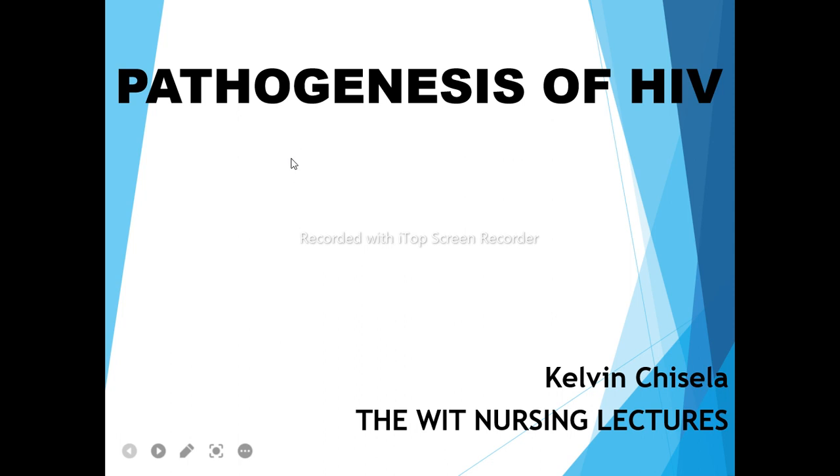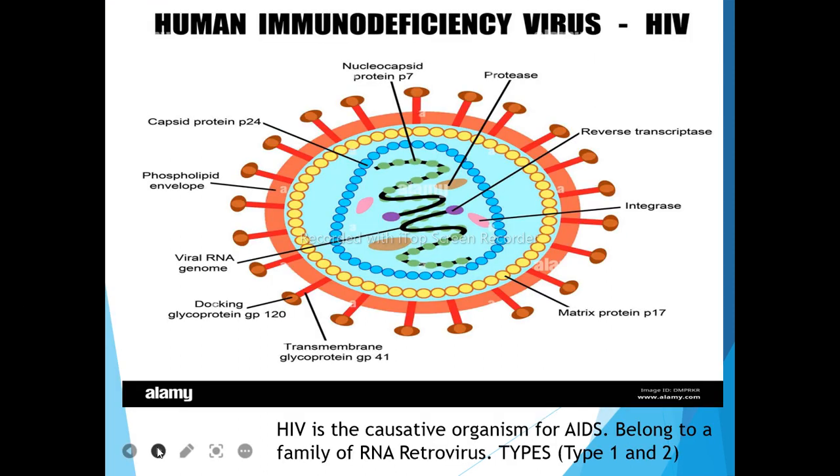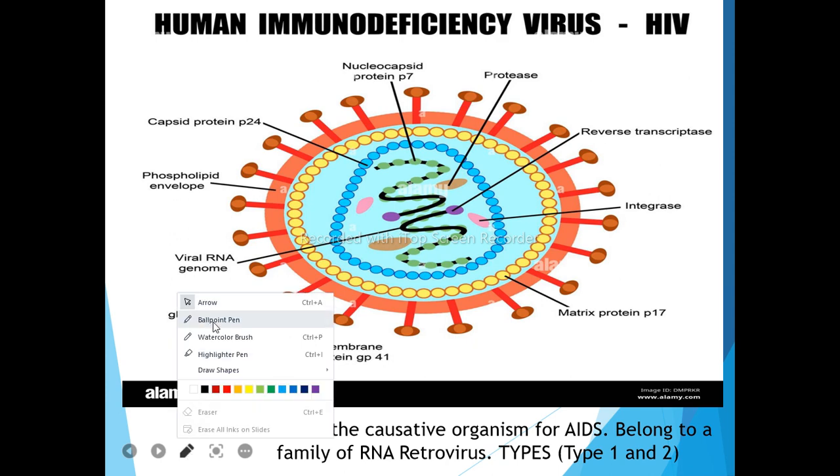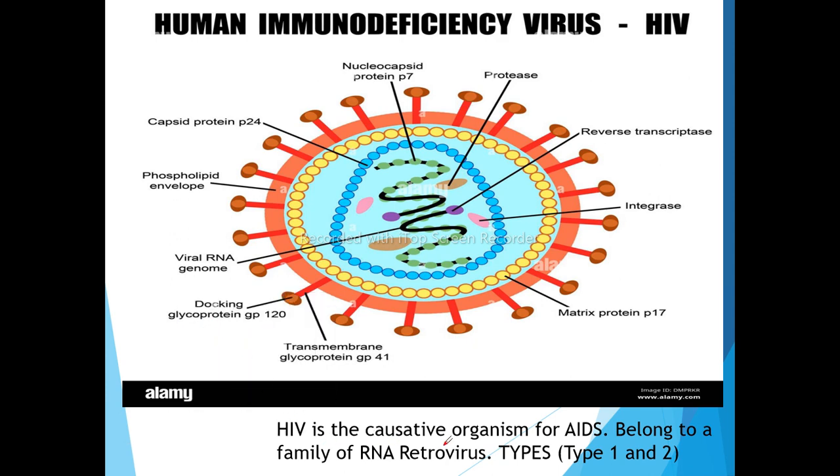In this video, we are going to talk about the pathogenesis of HIV. HIV stands for Human Immunodeficiency Virus. HIV is the causative organism for AIDS. This virus belongs to a family of RNA retrovirus.